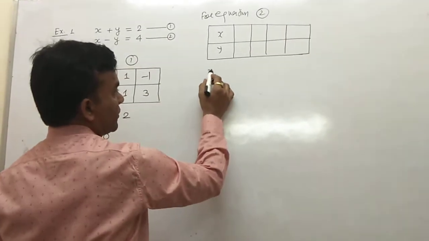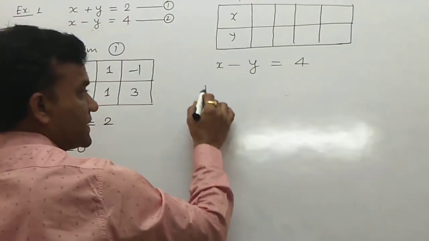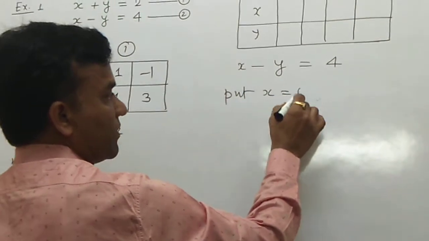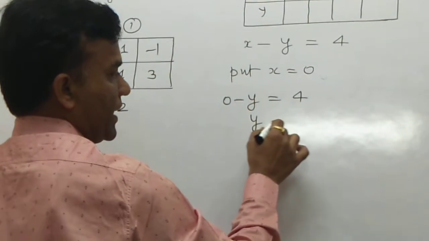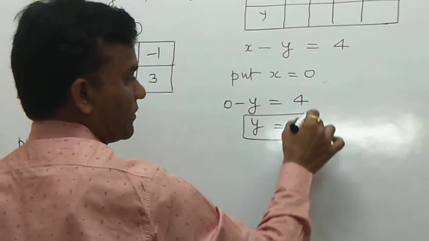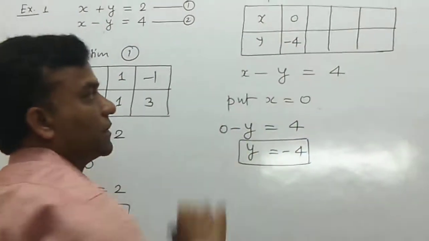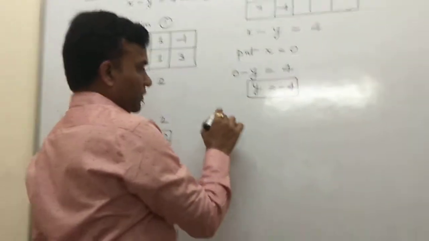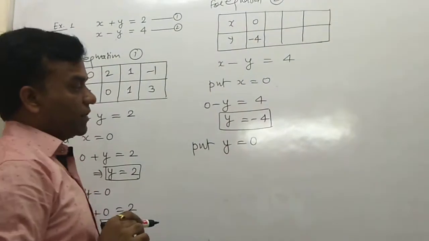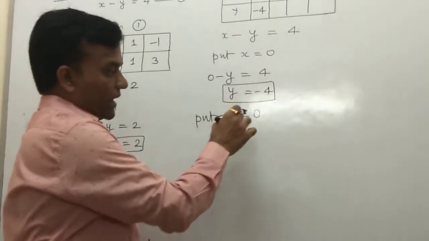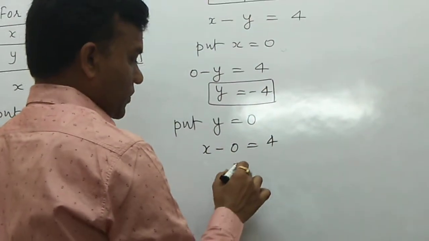Similarly, you write down the equation x minus y equal to 4. First concept is you put x equal to 0, then 0 minus y equal to 4. So y equal to minus 4. Similarly, you get the value of x is 0, then y is minus 4. Now put y equal to 0, because now you find the point on the x-axis. On putting y equal to 0, you have the value of x is 4.